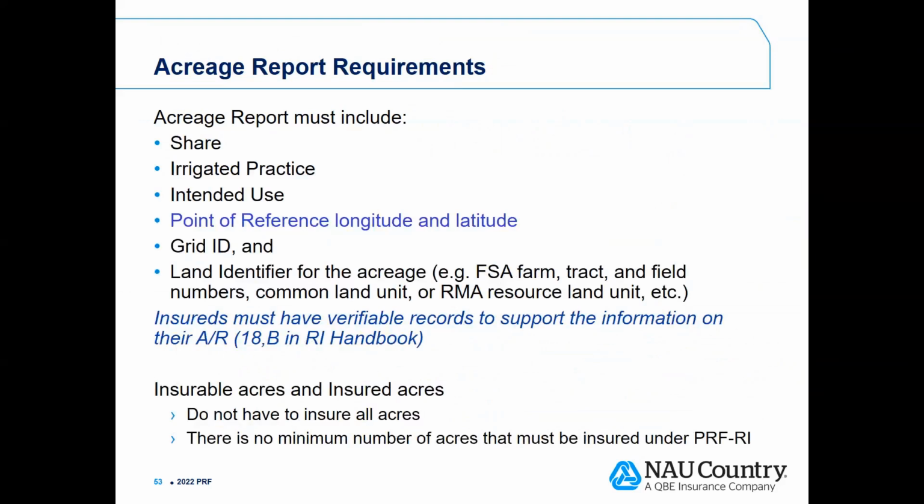Acreage reports, like I said, you're going to give us those percent of values. Just like on any other acreage report, you give us share, practice, intended use, longitude and latitude. You can fill these out in the system, which makes it a little bit easier. You do not have to insure all acres. We've hit on that before. There is no minimum number of acres everywhere but the 3 states that we talked about. In Arizona, Utah, and Nevada, they do have a 68 contiguous acre minimum.